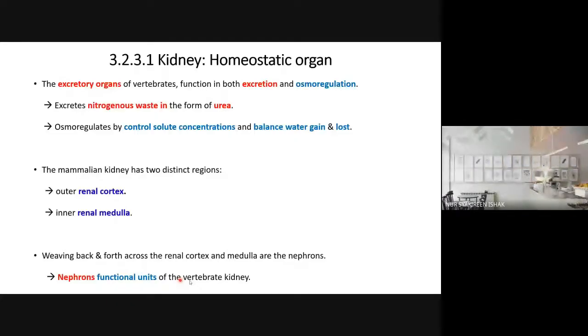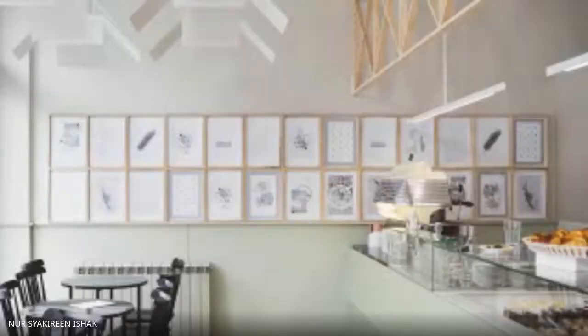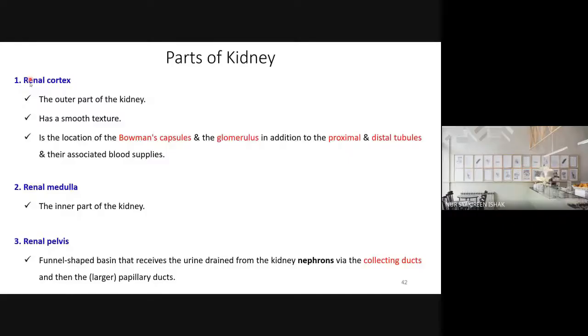So nephrons are involved in the reabsorption of nutrients back to the blood flow, and also the production of urine through the process of filtration that occurs in the nephrons. Here are the parts of the kidney. You have the renal cortex, which is the outer part of the kidney. It has a smooth texture. It is the location of the Bowman capsule and the glomerulus, in addition to the proximal and distal tubules and the associated blood supplies.